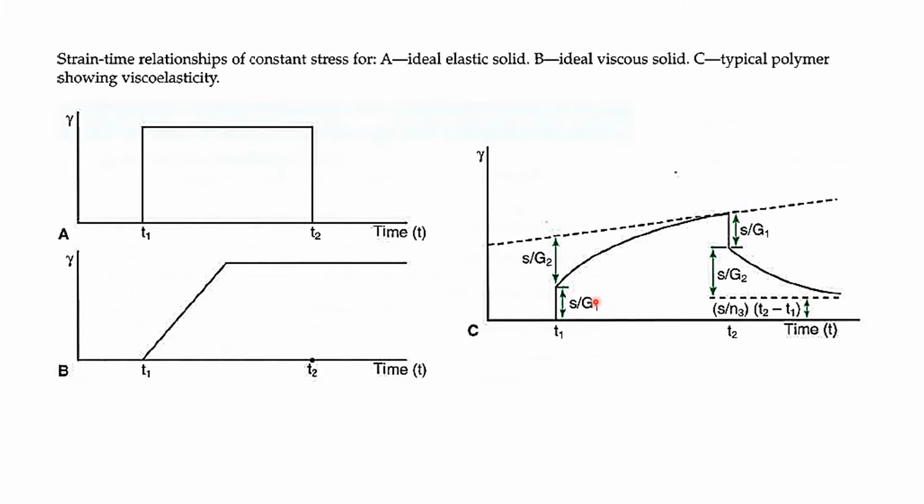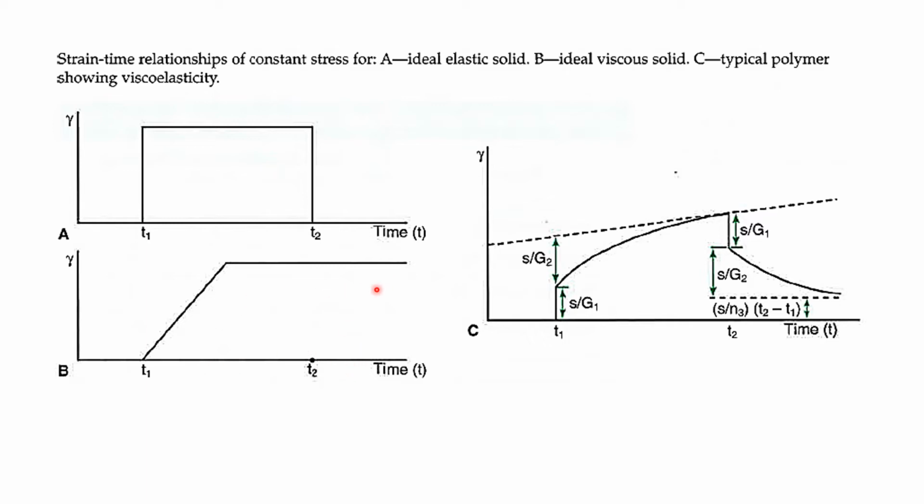So this is your strain-time relationships at constant stress. We have A, B and C. The very first one is your ideal elastic solid. We're looking at a solid, and we're plotting the relationship between the strain and the time. Again for a solid, the graph looks like this.